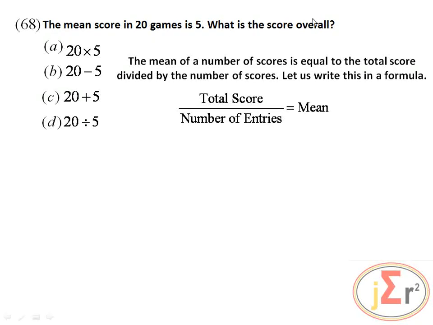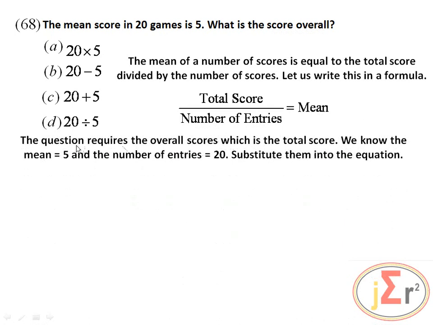Which, can you tell me now, what word in here could give you the same idea as the total score? What would mean the same as total score? Right, Jerry? That's the score overall. That is the total score. So the total score divided by the number of entries is equal to the mean.